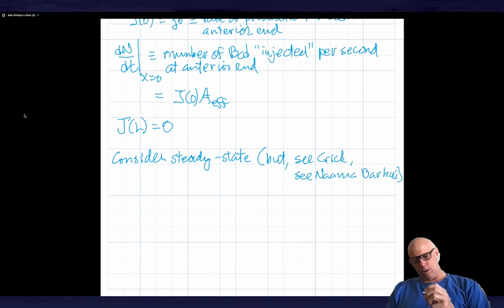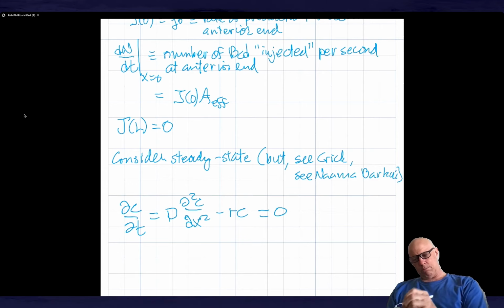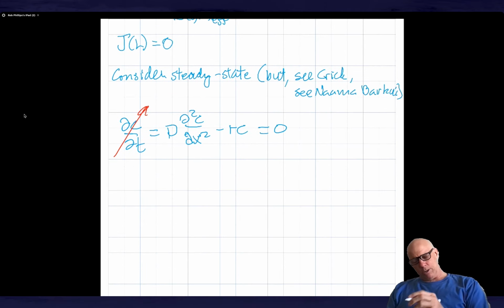So in steady state, recall our governing equation is dc by dt is equal to d squared c by dx squared minus rc, and this is going to be equal to 0. So basically in steady state, I'm throwing this out, and what you see is that means that I have an ordinary differential equation of the form shown here.